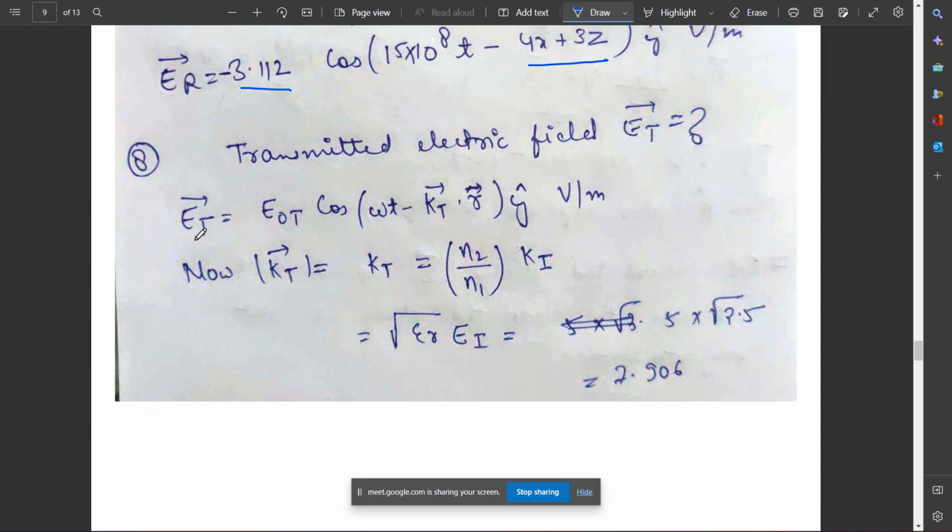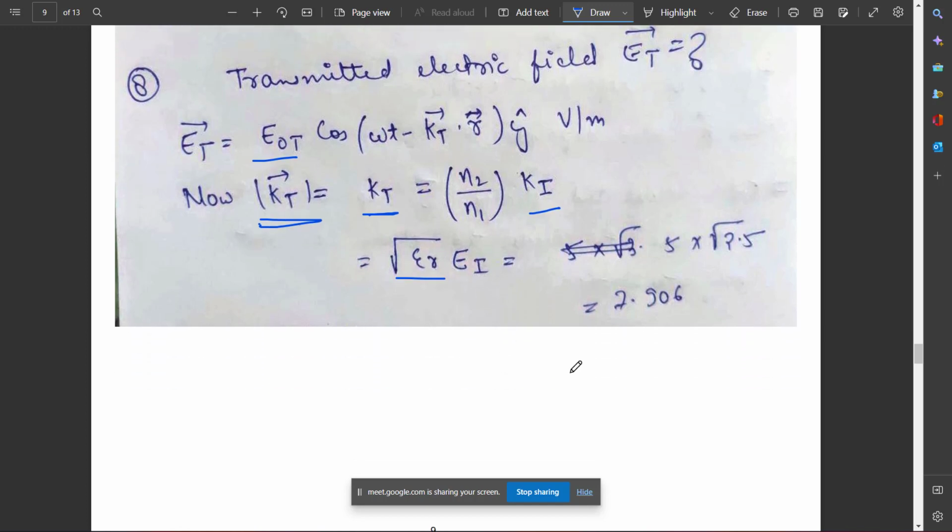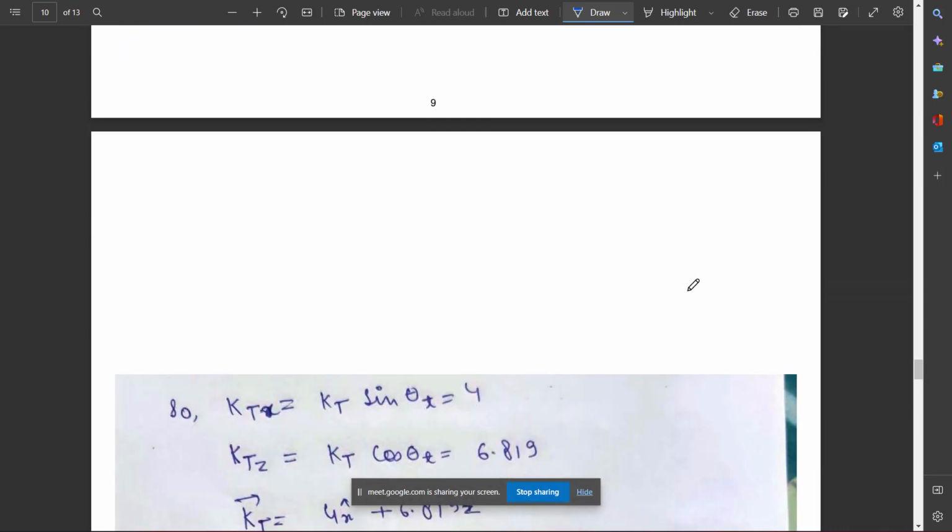तो हाँ, we can write cos omega t minus kt dot r y cap moles per meter, right? So first, for finding this out, we have to find the magnitude of kt. The magnitude of the propagation constant will be equal to n2 upon n1 into ki, refractive index of medium 2 upon refractive index of medium 1 into ki. So we know ki, right? We know n2 upon n1, that is equal to under root epsilon r. We know ki, and we will find the value of this, which will be equal to 7.90. Okay, now we have found the magnitude of kt.